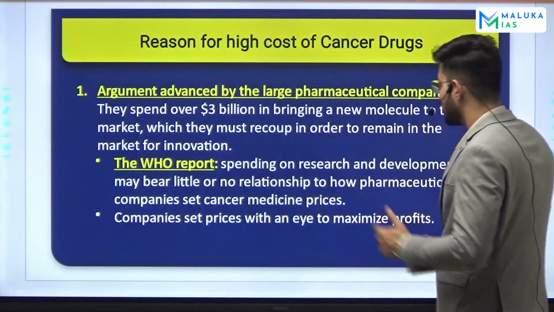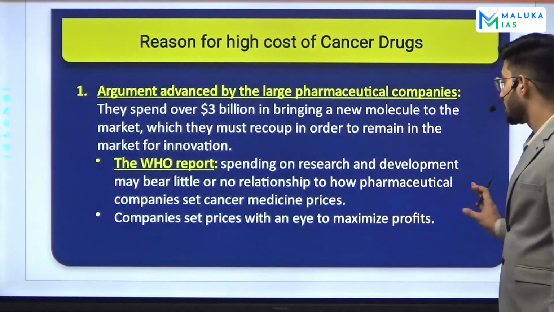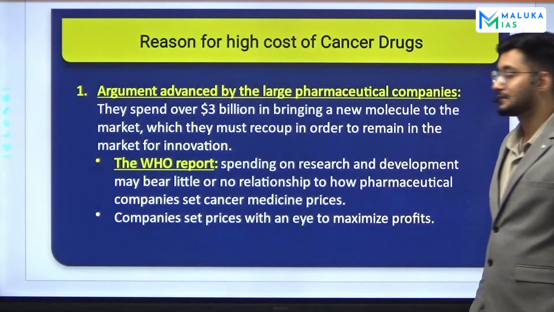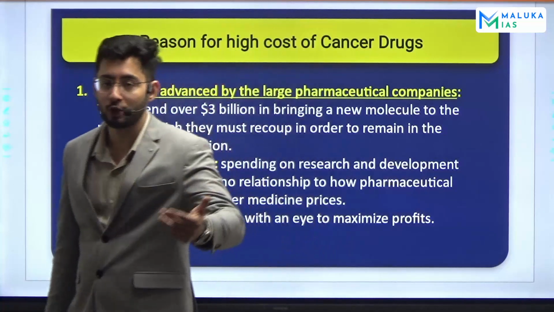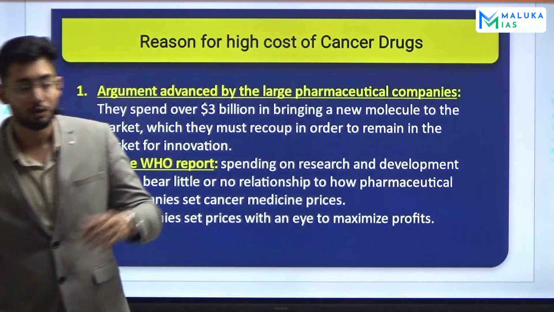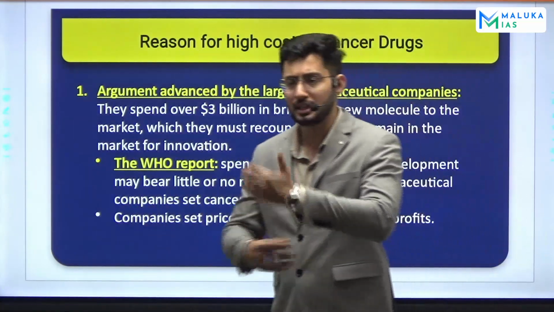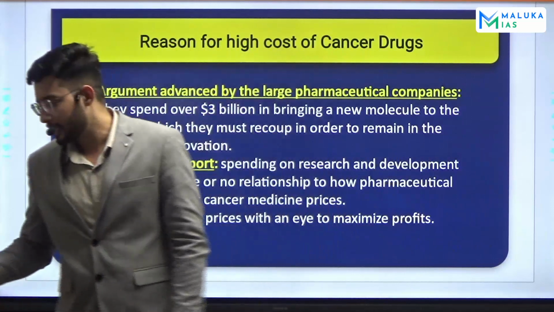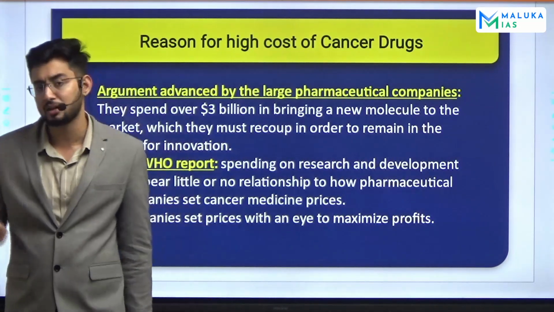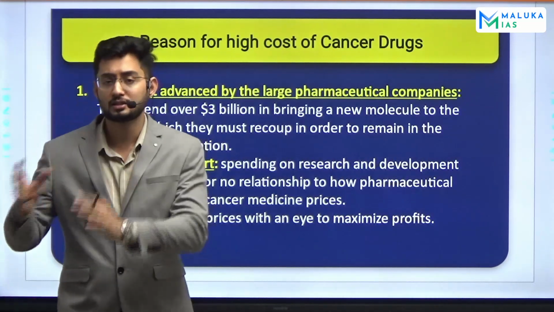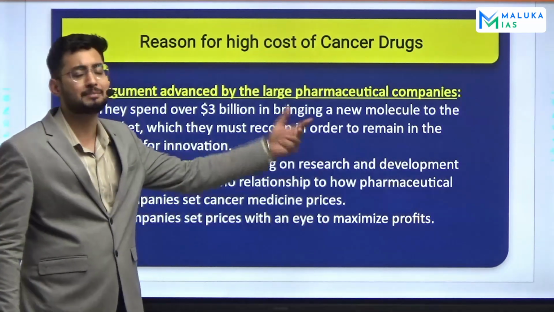The WHO report says spending on research and development may bear little or no relationship to how pharmaceutical companies set cancer medicine prices. The WHO report says maybe this much is spent, or maybe it isn't. Why is recovery from cancer happening now? Recovery has only just started. Why has it started? Because we are screening for cancer at an early stage, we are treating cancer, and we are preventing other people from falling into the clutches of cancer, right? Companies set prices with an eye to maximize profit.